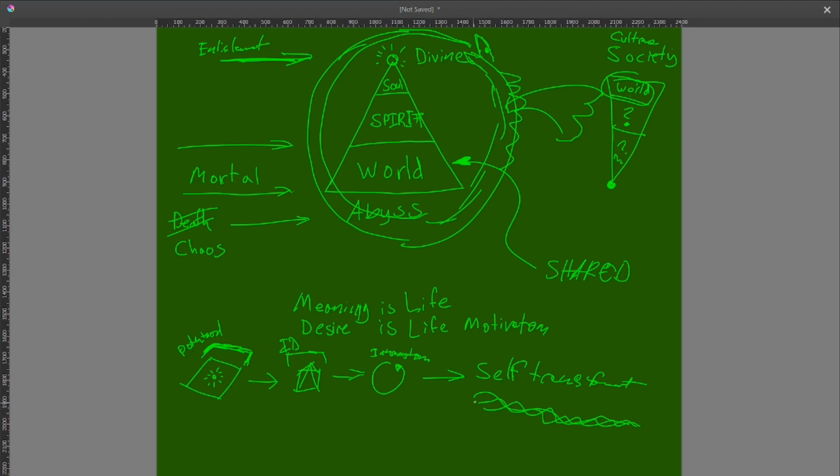Okay, so what happens then? Through this process, there is an emergence of a universe. And we'll do this for a universe, and you'll find out later why.